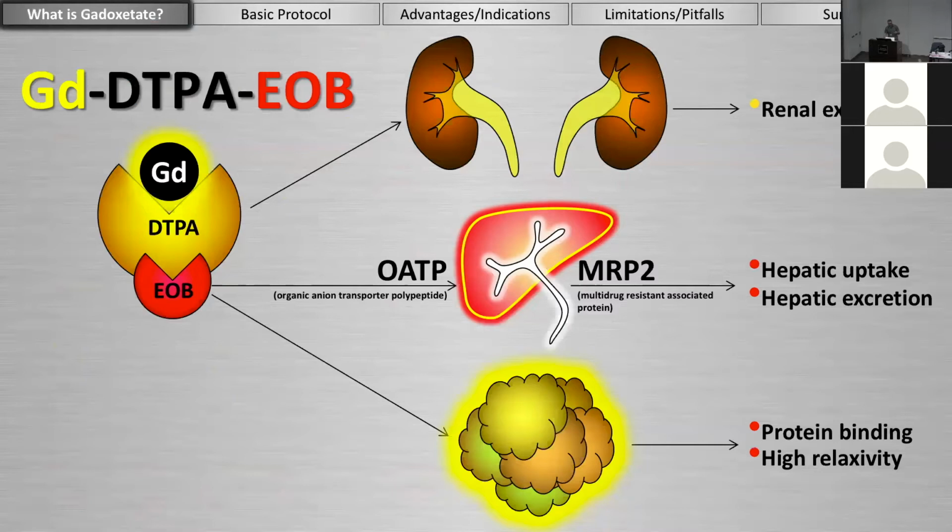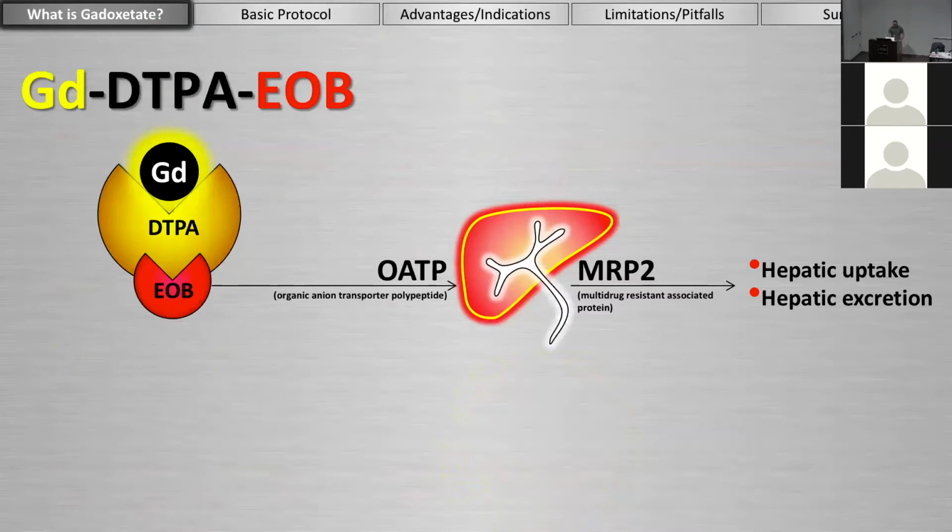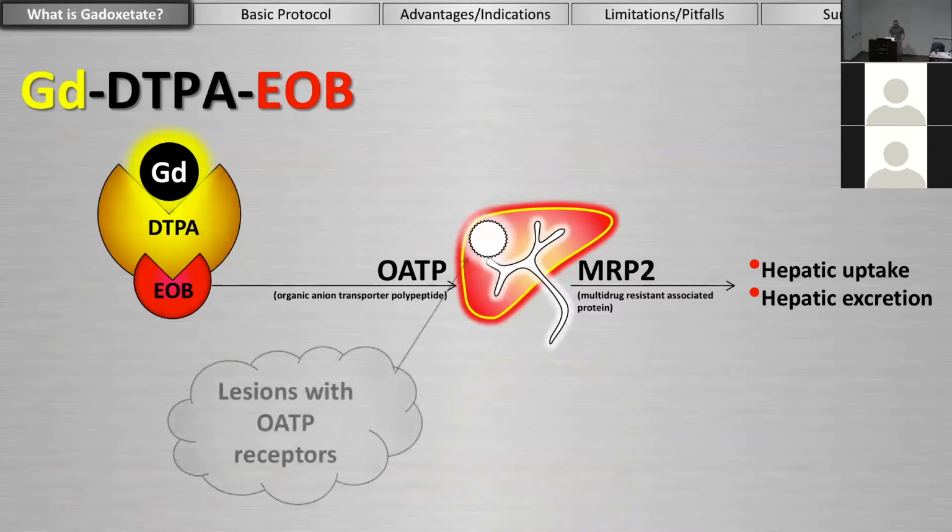Why is the binding to proteins important? Because it reduces that tumbling rate so that gadolinium DTPA EOB becomes a very effective contrast agent, with very high relaxivity. So gadolinium DTPA EOB gives a lot of bang for the buck. Let's now focus on OATP and MRP2.